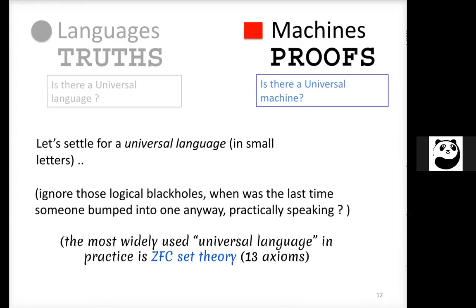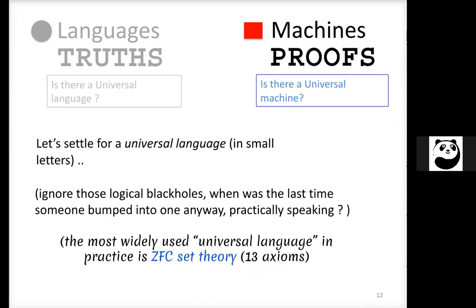You might be curious, since the result of Gödel, what have we settled on as a system to express our problems and our truths, our machines, everything. Remember, the axiomatic system describes everything. And that is something called ZFC set theory. It's a set theory with 13 axioms, with the wink-wink agreement that those logical black holes, we'll just ignore them. In practice, we don't run into them. We're just going to use set theory with these 13 axioms. And in practice, we have no issues.